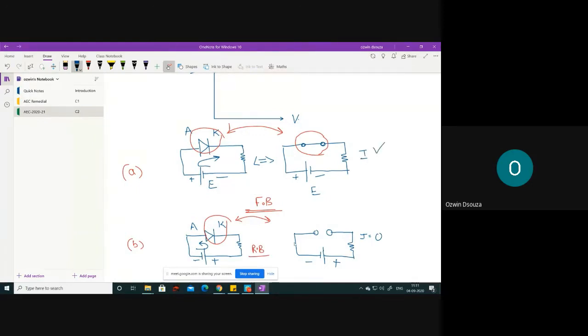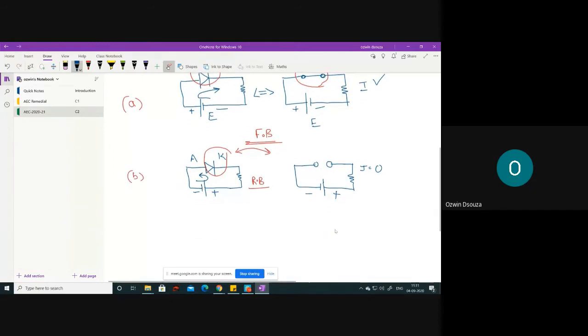Fine. So far what we have discussed is the ideal characteristics. Nowhere have we talked about the minute resistance offered by the diode. If the diode is forward biased, we simply say that the diode conducts and you can replace the diode symbol with a closed switch symbol. On the other hand, whenever the diode is reverse biased, you can replace the diode with an open switch symbol. All right, fine. So this is about the ideal diode characteristics.